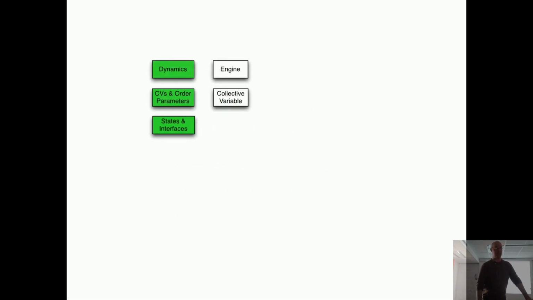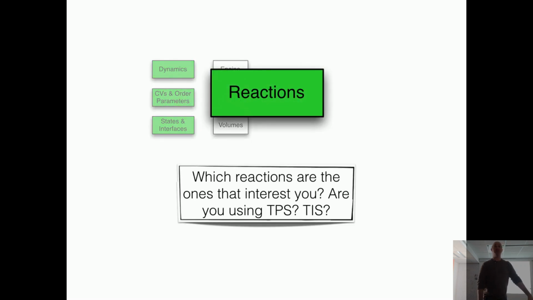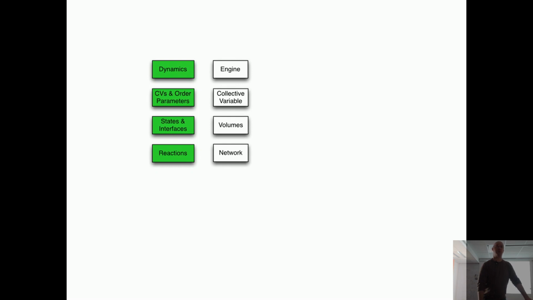And in OpenPathSampling, we call those volumes. You need to decide what reactions you're going to be studying and how you're going to study it. Are you using TPS? Are you using TIS? And that's what we call the network or transition network.